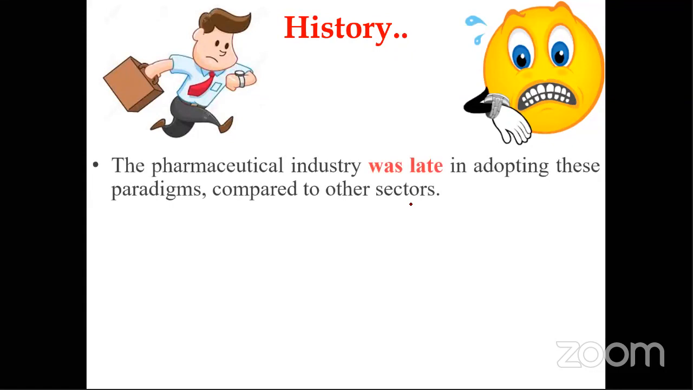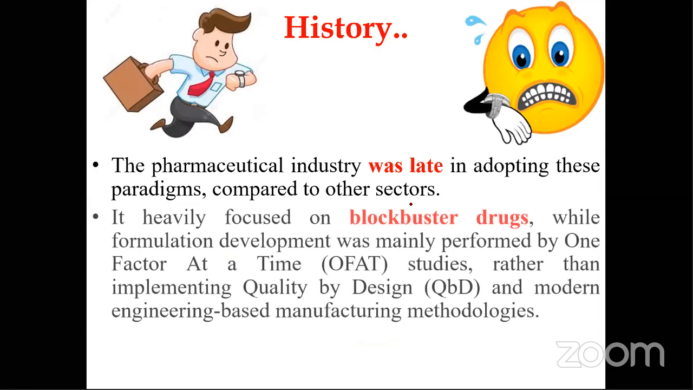So what has happened in pharmaceutical design? Why are we only talking about DOE now? Is DOE really a new term, or was it established very long back? Let us see. The pharmaceutical industry was very late in adopting these paradigms compared to other sectors like engineering. It was heavily focused on blockbuster drugs. What is the meaning of blockbuster drugs? Like a blockbuster movie: if a movie earns a lot of money and runs for 100 days, we call it a blockbuster movie. Money is involved, that means profits.